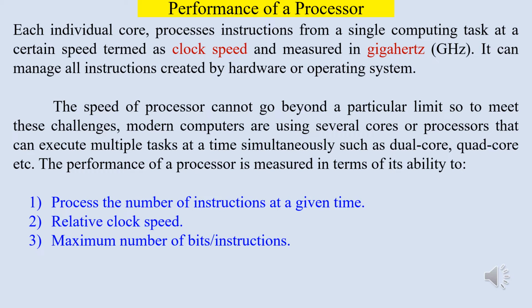The performance of processor is measured in terms of its ability to perform: number 1, the number of instructions processed at a given time; number 2, relative clock speed; and number 3, maximum number of bits or instructions.